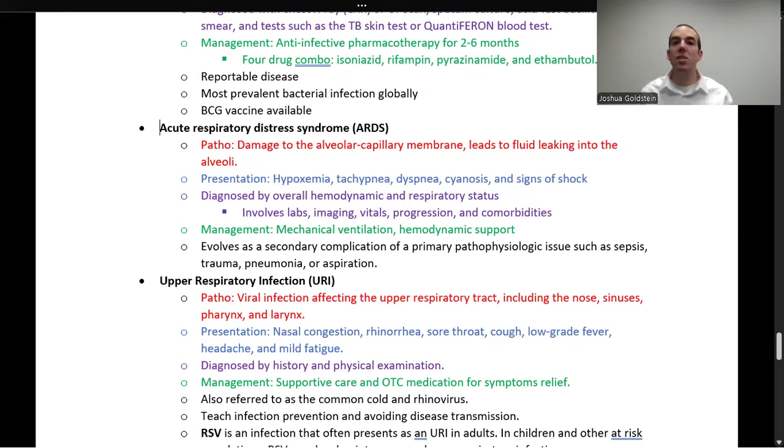The medications we use are isoniazid, rifampin, pyrazinamide, and ethambutol. These do spell out the acronym RIPE, R-I-P-E: rifampin, isoniazid, pyrazinamide, and ethambutol. Two of these medications are also used for the prevention of tuberculosis in healthcare providers that were exposed.